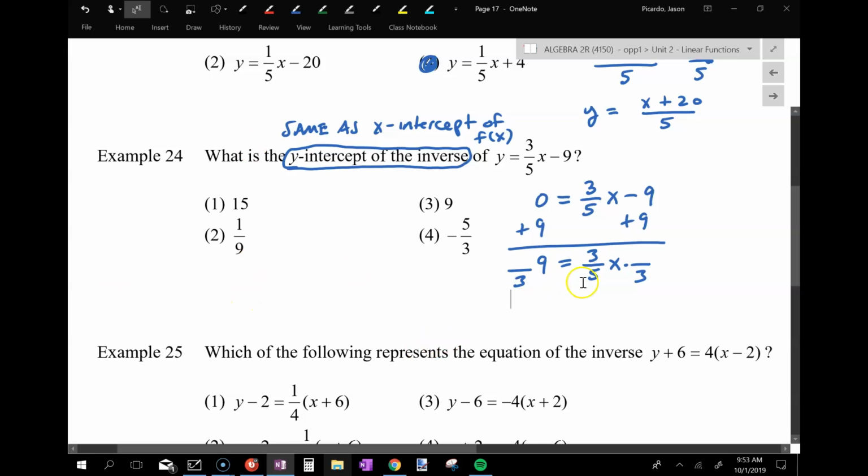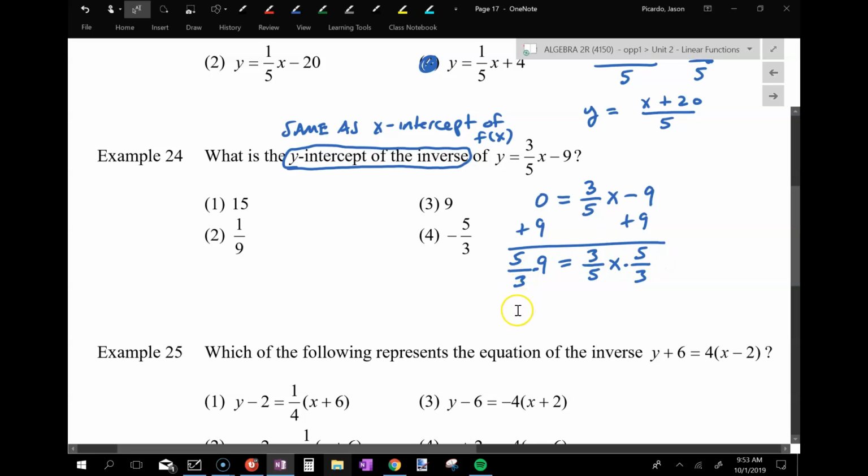And then what's this 5 doing to the x? Hang on, I'm going to come back. Hold on. What's the 5 doing to the x? Dividing. What's the opposite? Multiplying. So now if I multiply both sides by 5, what did I just do? I multiplied by 5 and then I divided by 3 on both sides, didn't I? John, did I answer your question?